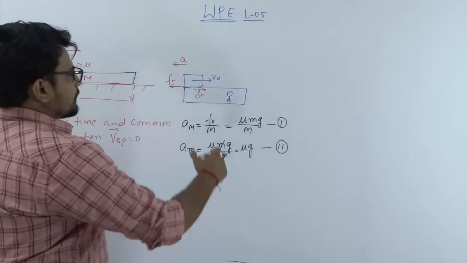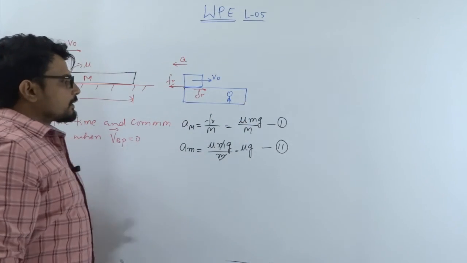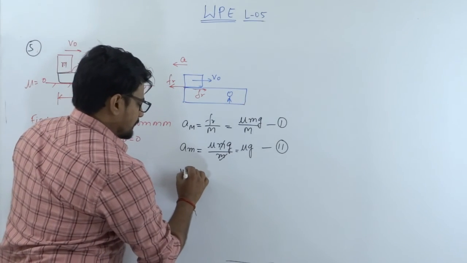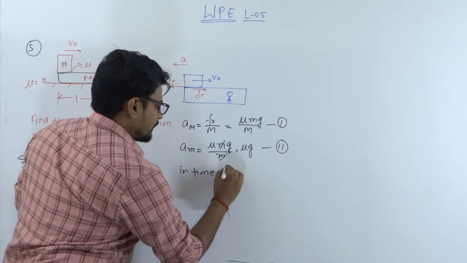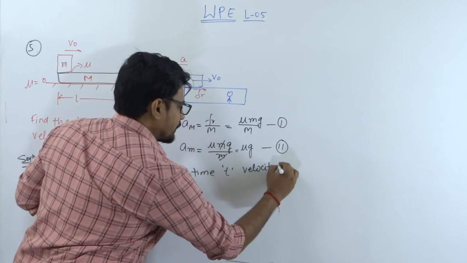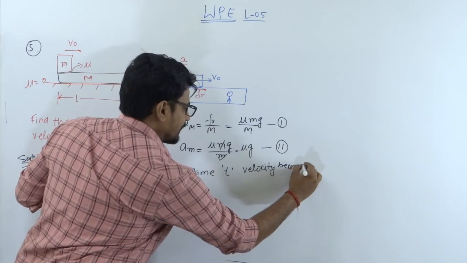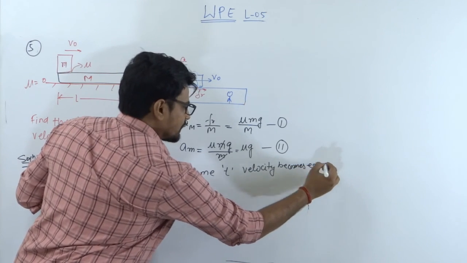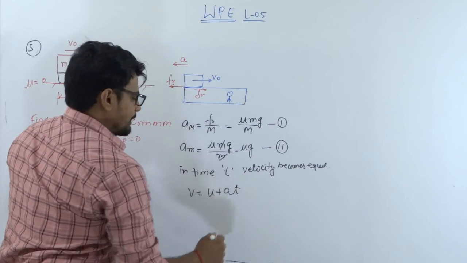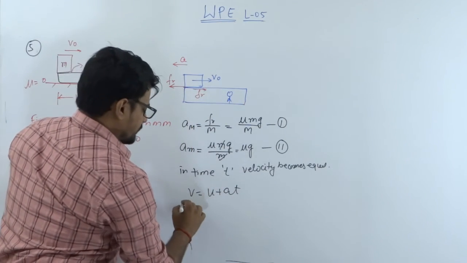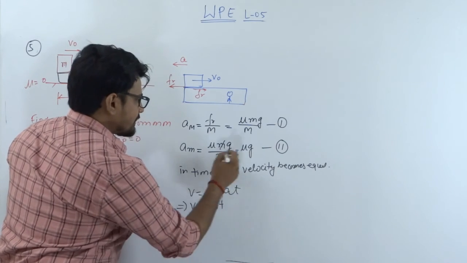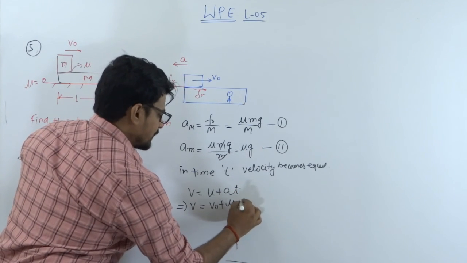Now let us take the time in which the velocity becomes equal, है ना. So in time t the velocity becomes equal. So v should be how much? v equals u plus at we can apply. Initially it has a velocity of v naught. So this is going to be v naught. a is how much? Mu times of g into t.